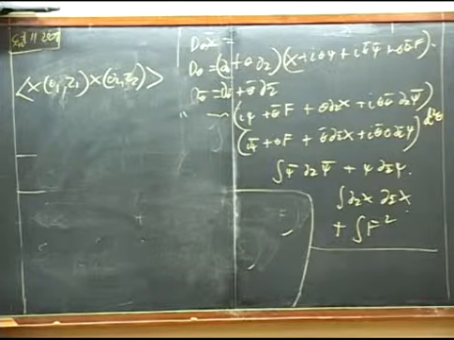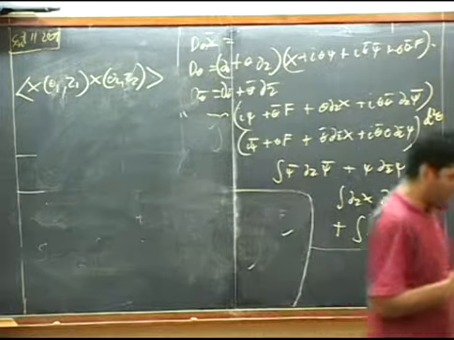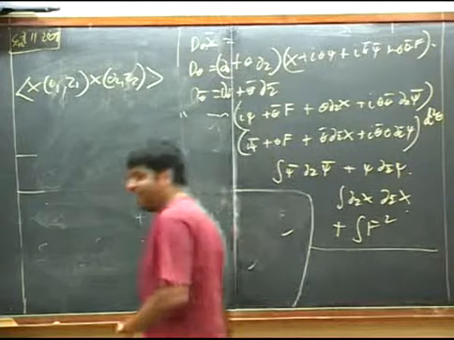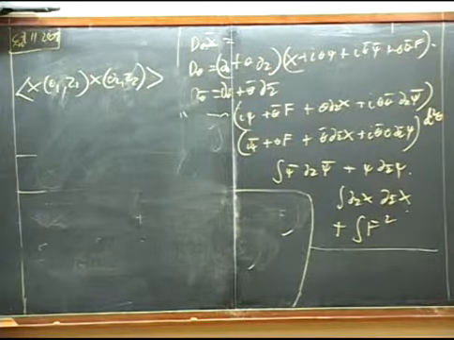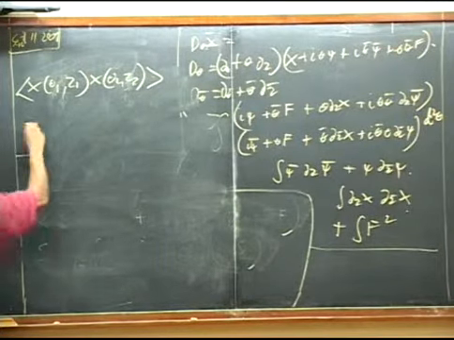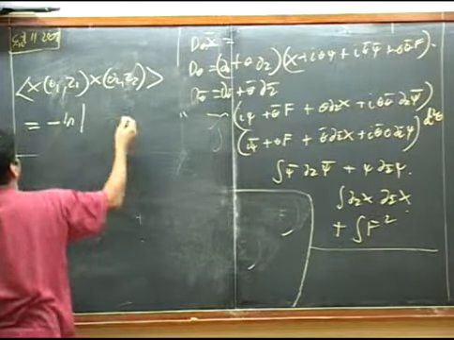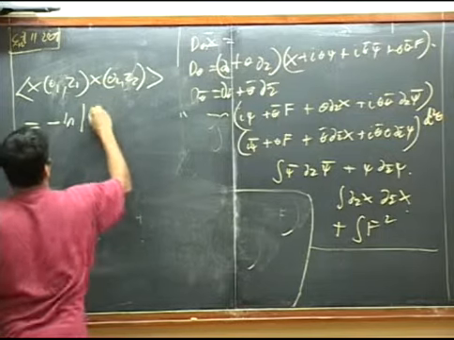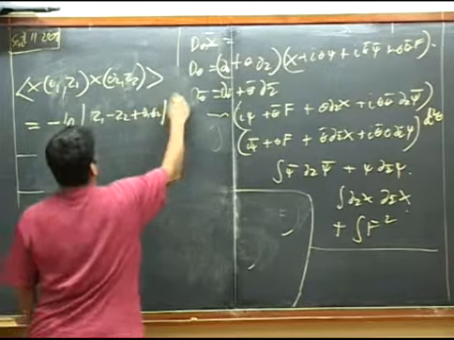Okay, let me first tell you the answer, and then we'll understand it. The answer is this is equal to, in the conventions in which we set alpha prime equals 2, minus log of z1 minus z2 plus theta 1 theta 2, the whole thing mod squared.